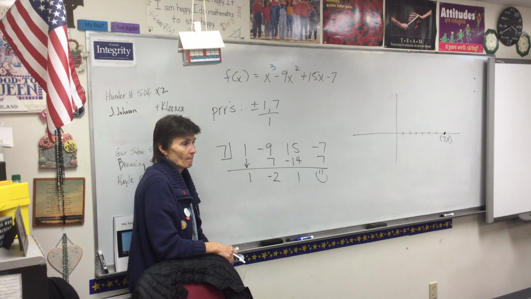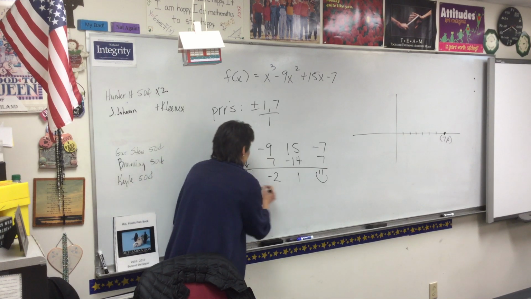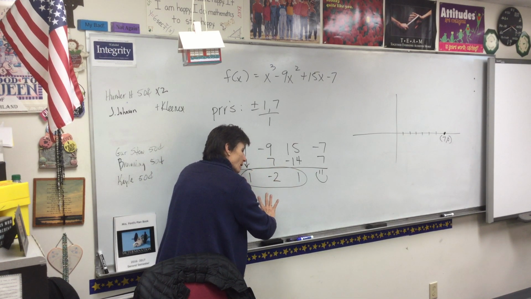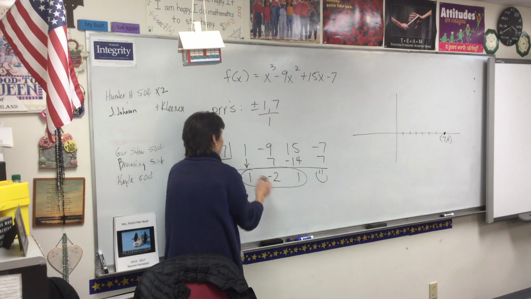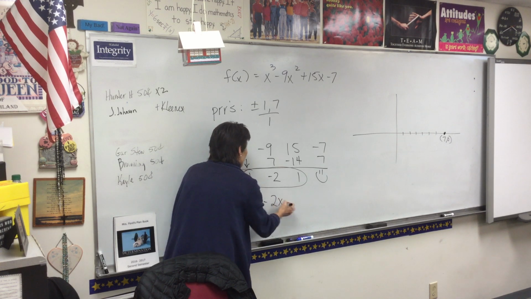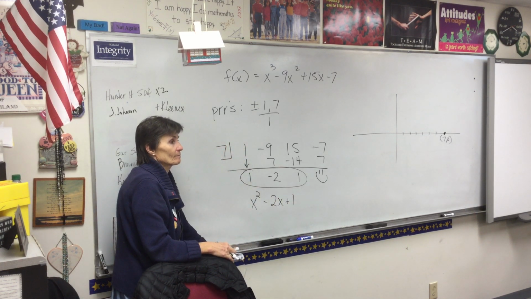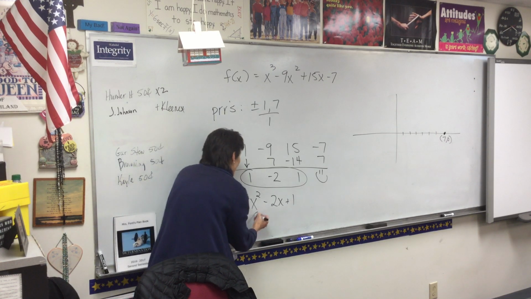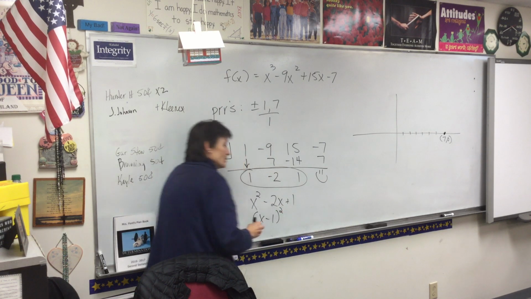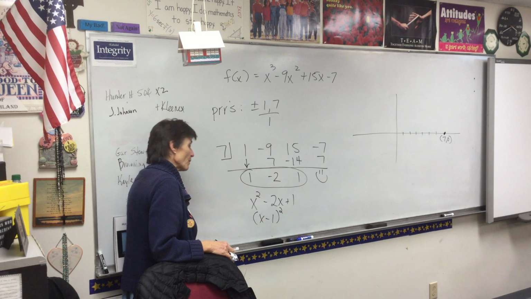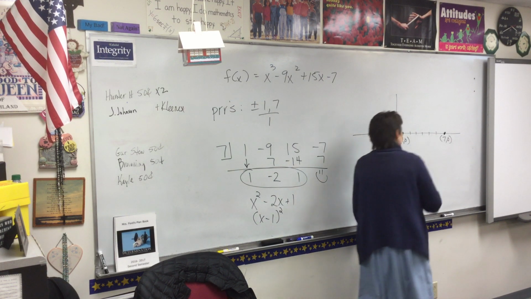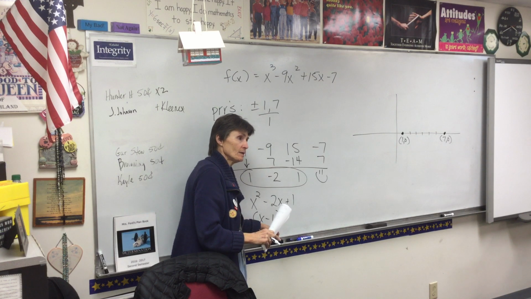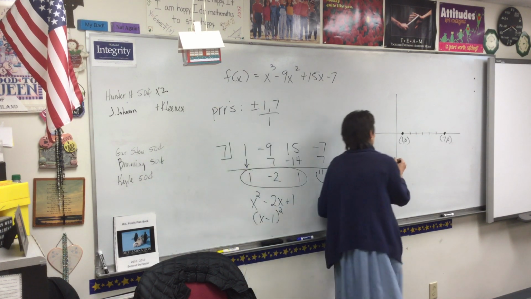Now what happens? These numbers right here become my new polynomial. It's actually called the depressed polynomial. This is the original. Our depressed polynomial is this. And tell me about that. It's x minus 1 squared. Very good, Gabriella. So that means I have a dot at 1, but because it's squared, it's going to bounce there.